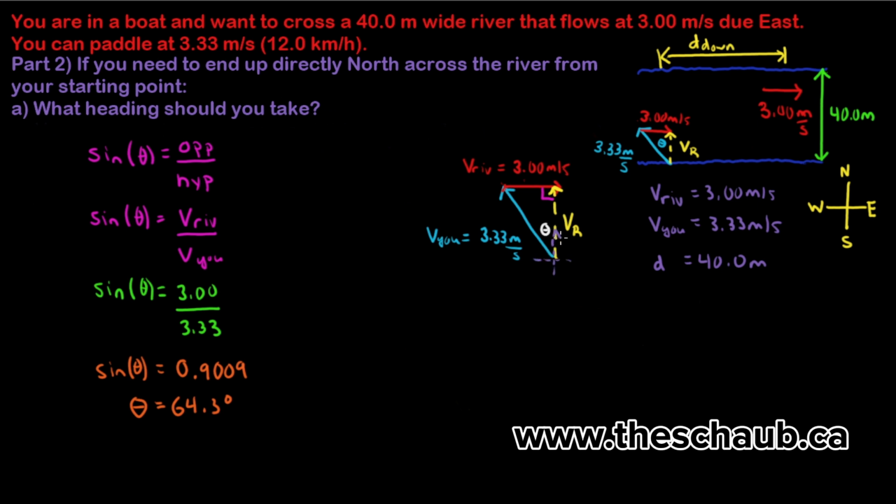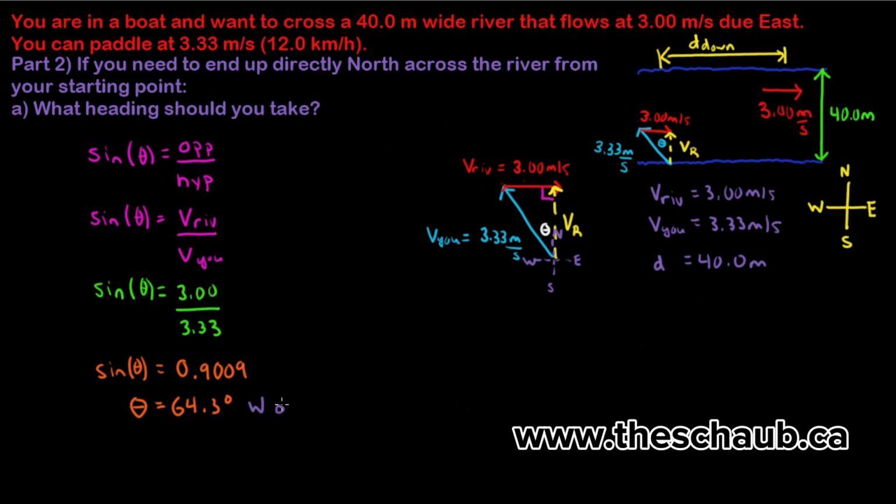Again, to find our heading, it's easiest, I find, to add a compass to our diagram. So we have our north, east, south, west. So the heading we take here, this theta here is 64.3 degrees. So our heading is 64.3 degrees towards the west from the north. So 64.3 degrees west of north.